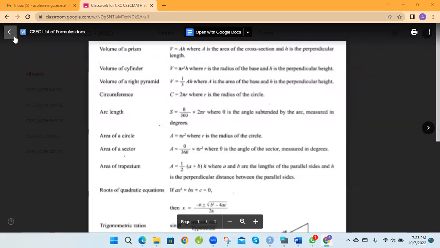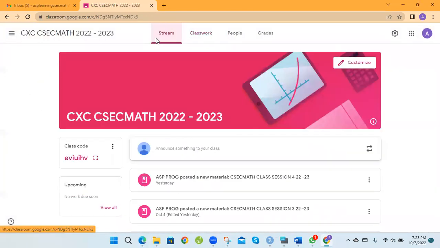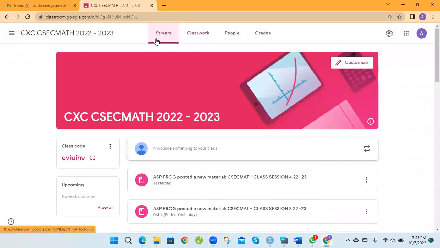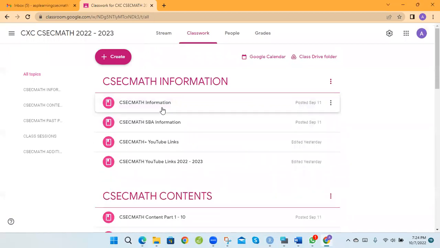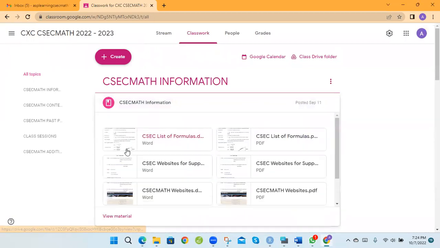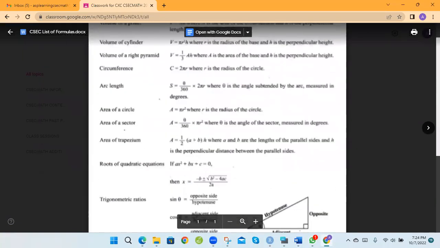So here's the list of formulas. Where did we get it? Let's go back. You go to EVI, UIHV, go to classwork, and you go to CSEC math information, and you go to CSEC list of formulas, and here they are. This is the formula, people, that you are going to get.